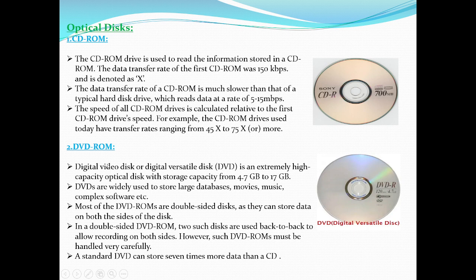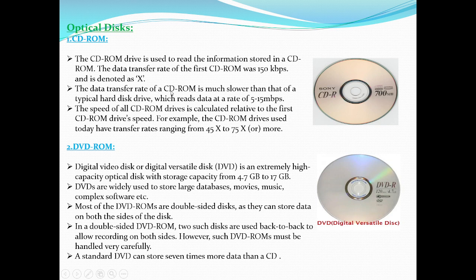So the CD players and DVD players we used to use earlier to watch movies or movie songs and all. So these are termed as optical disks. CD-ROM drive is used to read the information stored in the CD-ROM. The data transfer rate is 150 kbps, and we are going to denote it as X.